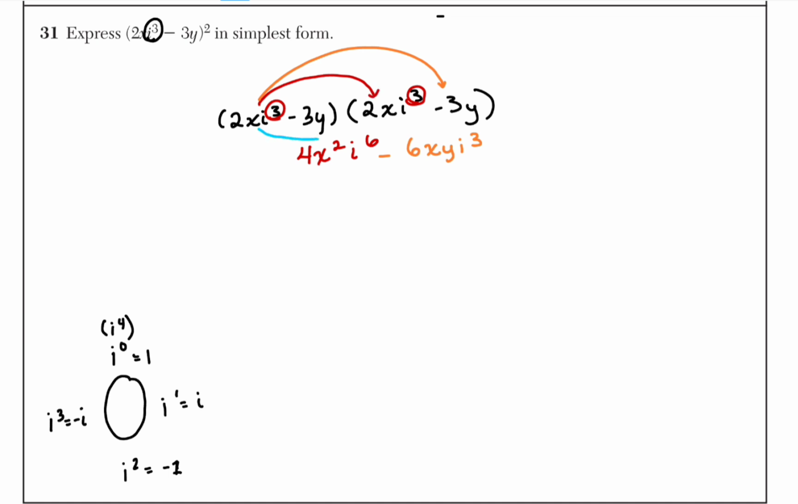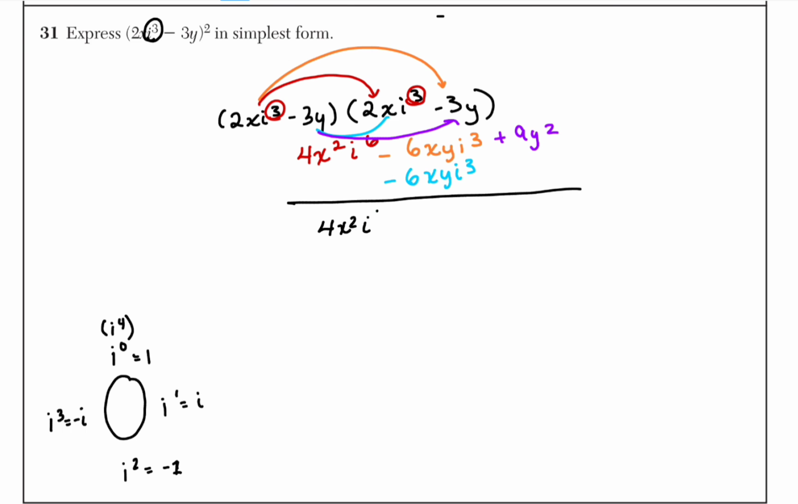Now let's do this part right here. Well, it's going to be repeated again, and it's going to be the same thing as this term right here. Okay? Then we have our final part. Negative 3y times negative 3y is plus 9y squared. So these are our parts of our equation. Now we simplify. So this is going to be 4x squared i to the 6 minus 12xyi cubed plus 9y squared. This is not in simplest form.